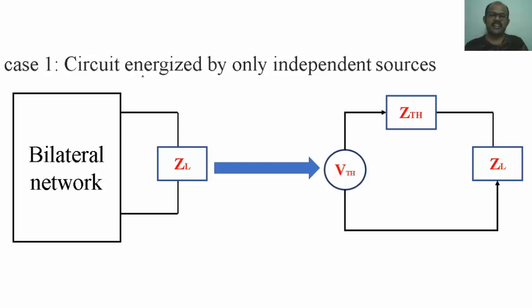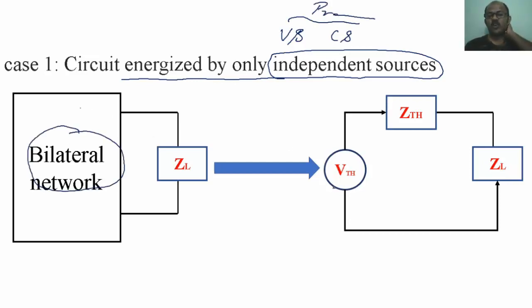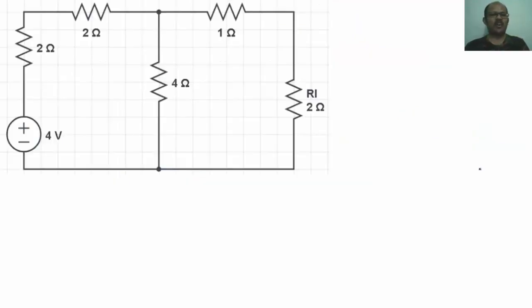It states that when the circuit is excited by only independent sources, independent sources here means a practical voltage source and a practical current source, right? A linear bilateral network, how are you going to replace this? You replace it by a single voltage, that voltage you call Thevenin's voltage, and an impedance you call Thevenin's impedance, and you connect a load impedance across it. Able to follow?